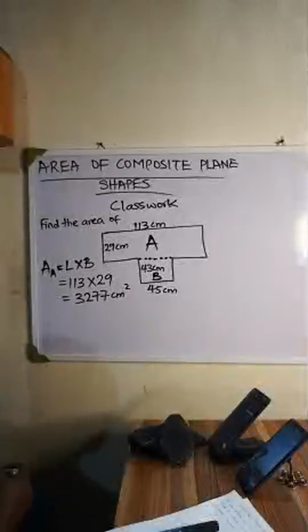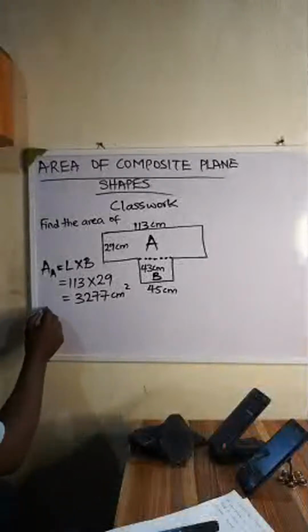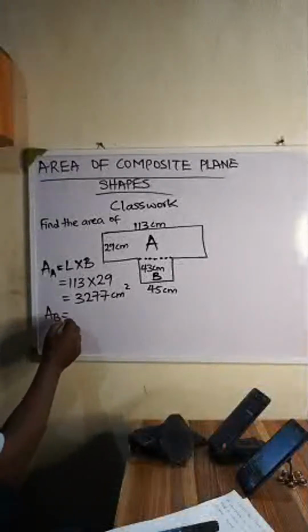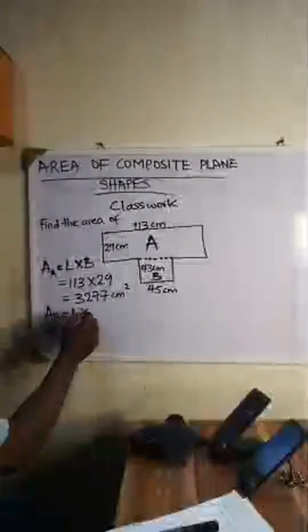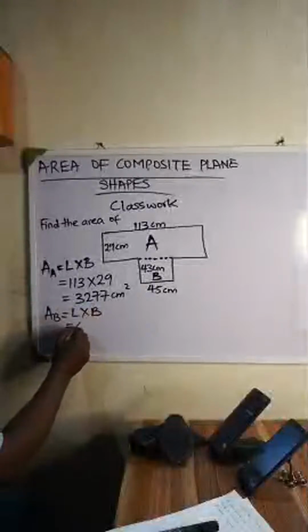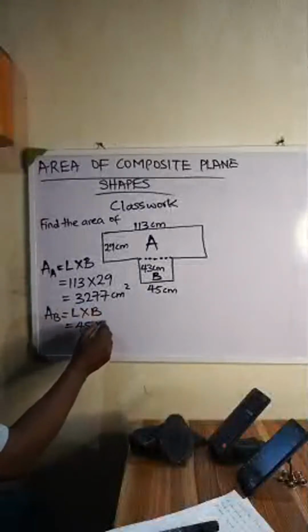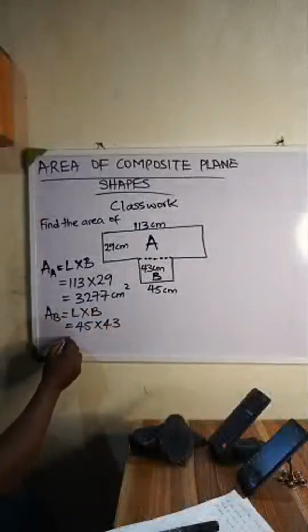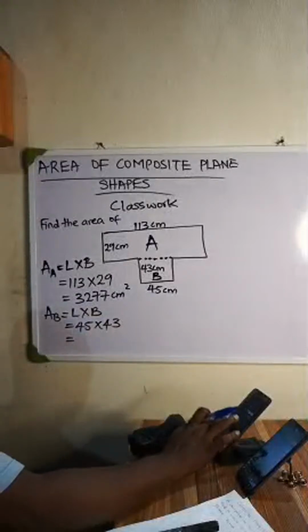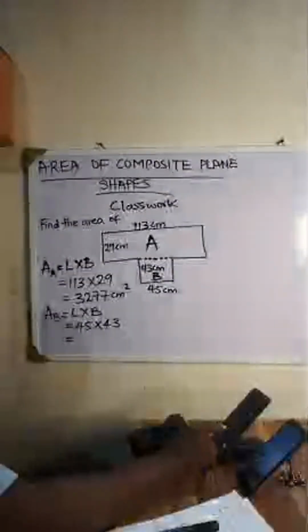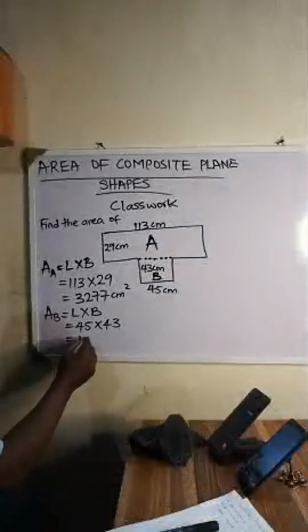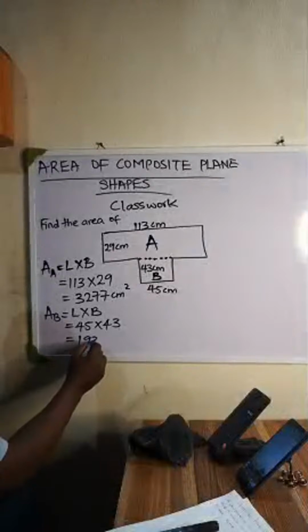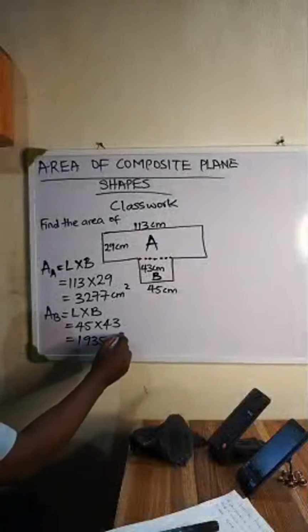And then we consider shape B. Area of shape B. Shape B is also a rectangle, so we have length multiplied by breadth. The length is 45 and the breadth is 43. When you multiply them, 45 multiplied by 43 gives us 1935 centimeter square.